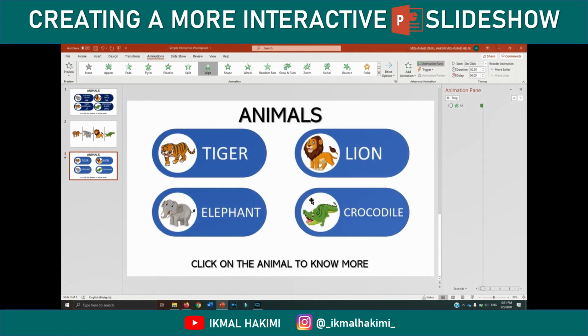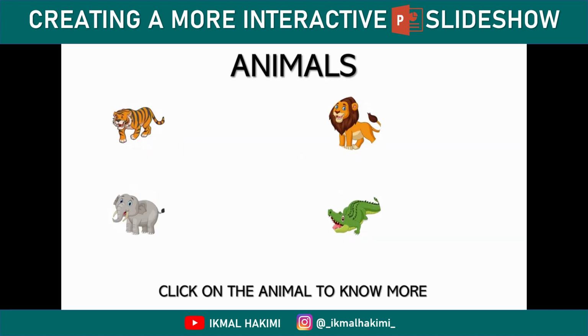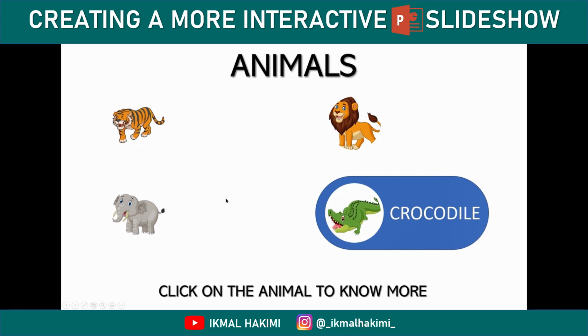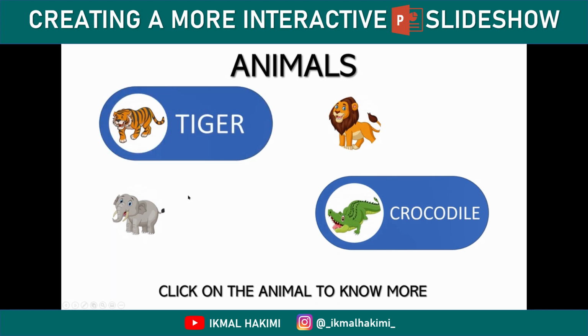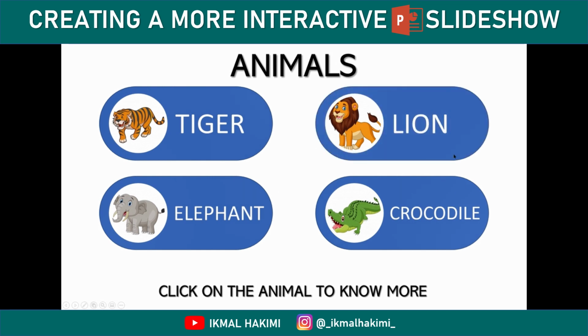Here you go. After you have changed all these animations into triggers, here is the result. You can simply click on any of these animals. For example, click on the crocodile, then the crocodile will appear. Click on the tiger, the tiger will appear. Click on the elephant, the elephant will appear. And click on the lion, the lion will appear.